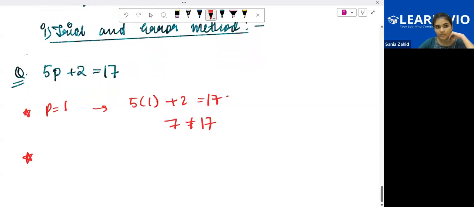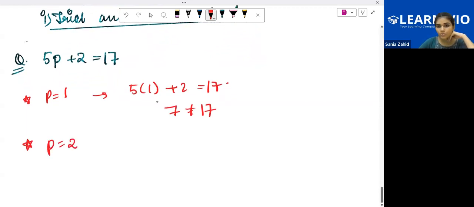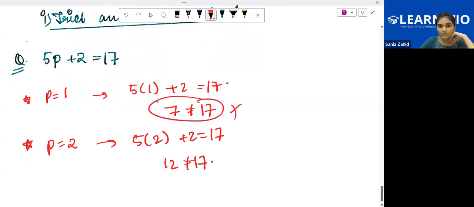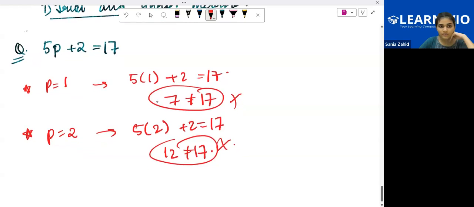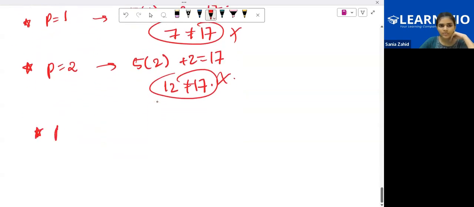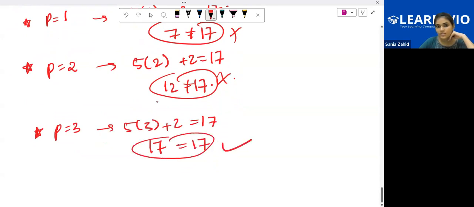Go to the second thing. I'll consider that p is equal to 2. Now 5 into 2 plus 2 actually gives me 12 and not 17. Again, my equation is not satisfied. So, not my answer. Let's go to 3. I have p equal to 3, which gives me 5 into 3 plus 2, and it actually gives me 17. 15 plus 2 is 17. So that means this is my correct answer. The value for p is 3.